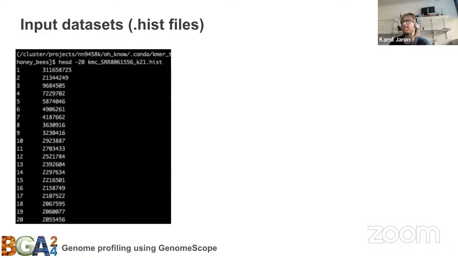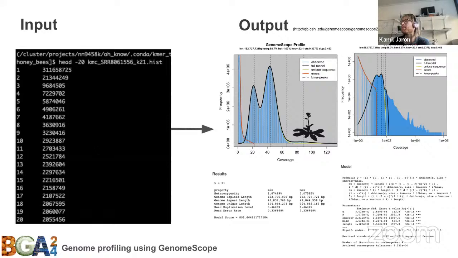When we talk about the histogram, it's not anything all too complicated. It's just a very plain text file that for each coverage gives you how many distinct k-mers there are at that coverage. It's as simple as that. So basically, this is the input, this is the output, and the model will give you a report of the estimates of all the properties.